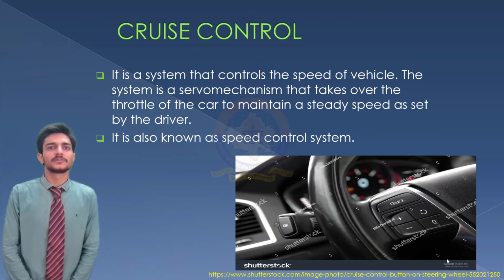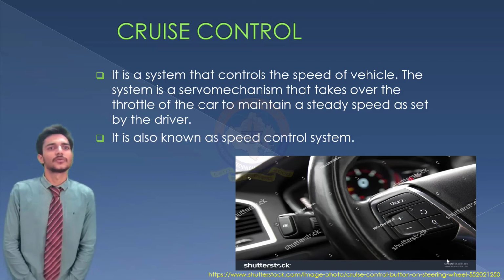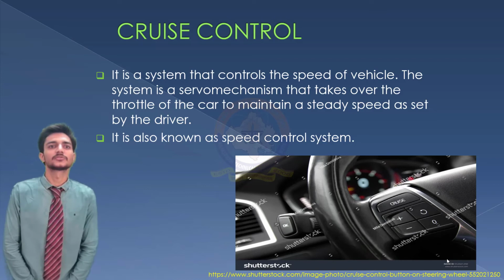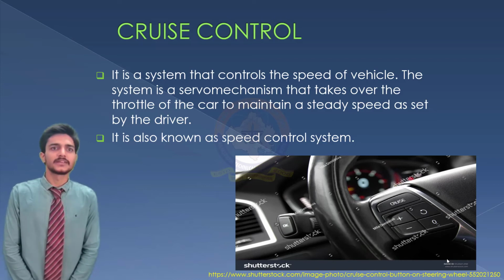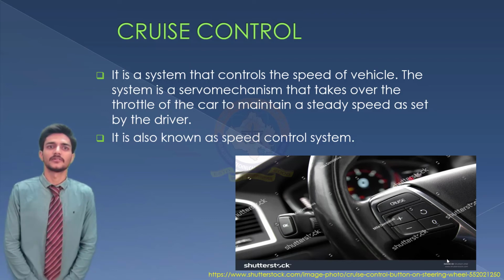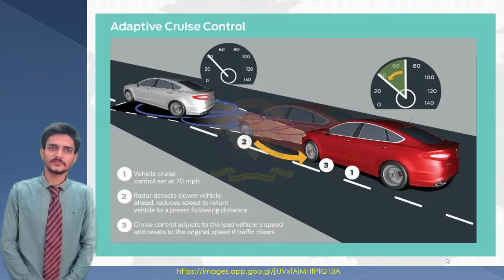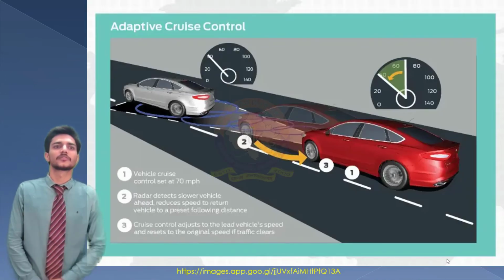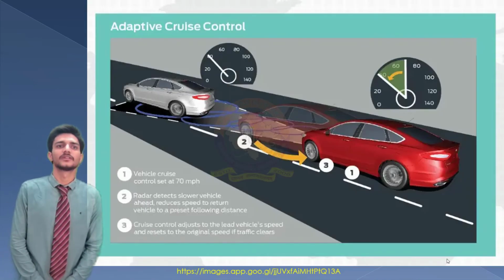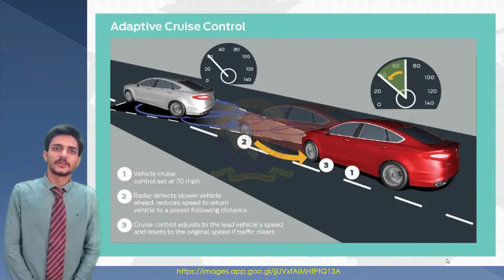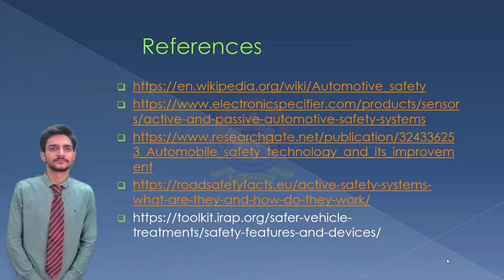Next, one of the most common safety features that comes in every car nowadays is cruise control. It is also known as the speed control system. It is a system that controls the speed of the vehicle. The system is a servo mechanism that takes over the throttle of the car to maintain a steady speed as set by the driver, according to the needs of the road and traffic in which the vehicle is driving. This is the most common picture of cruise control that comes in most vehicles nowadays. It varies in every vehicle of different automobile companies.